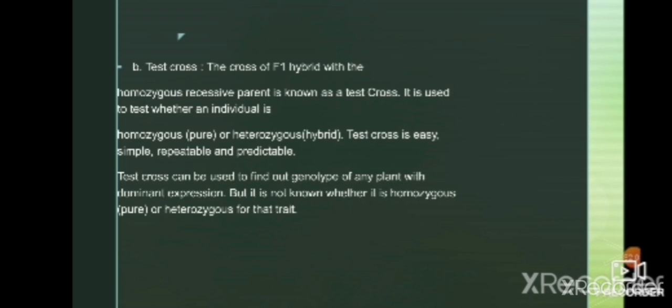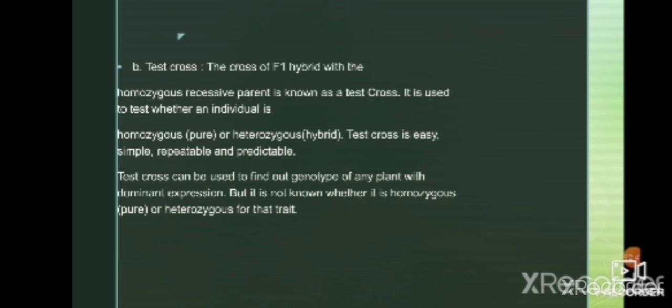Test cross. The cross of an F1 hybrid with the homozygous recessive parent is known as a test cross. It is used to test whether an individual is homozygous pure or heterozygous hybrid. Test cross is simple, repeatable, and predictable.